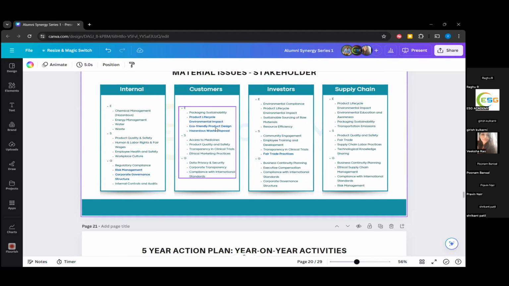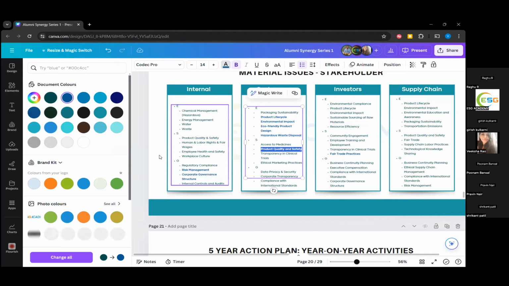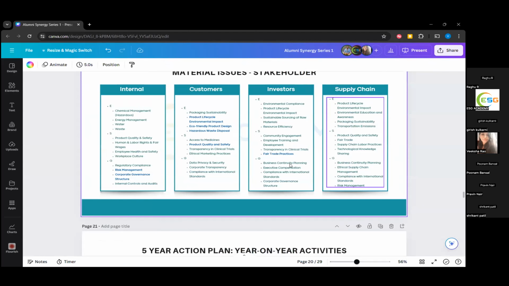Three for environment I've highlighted. We can do three for social, which are common: product quality and safety, which is there in all three areas, and fair trade practices.